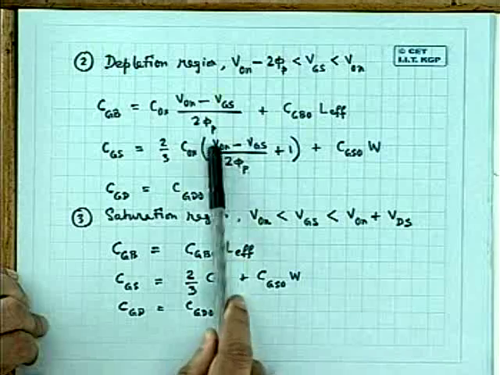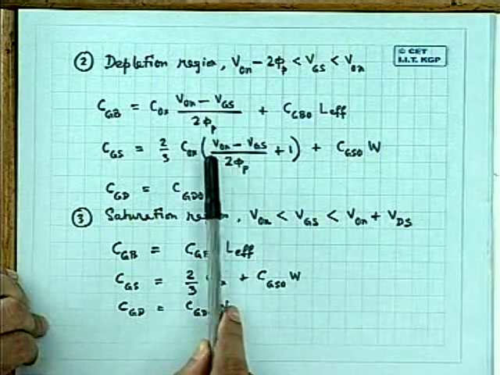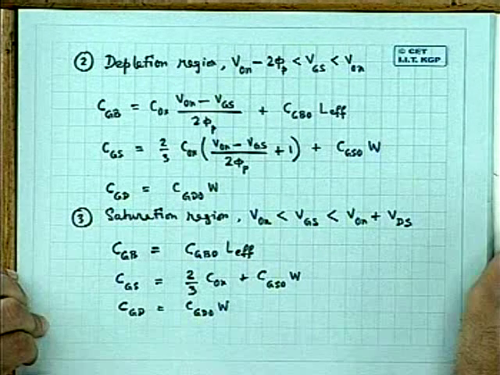That is a very approximate way of handling. It is not really correct, let me tell you, but this is how they model it. And CGS they modeled at 2/3 of COX. 2/3 of COX. That means this term has been assumed to be 0, plus CG. What is the significance of this?